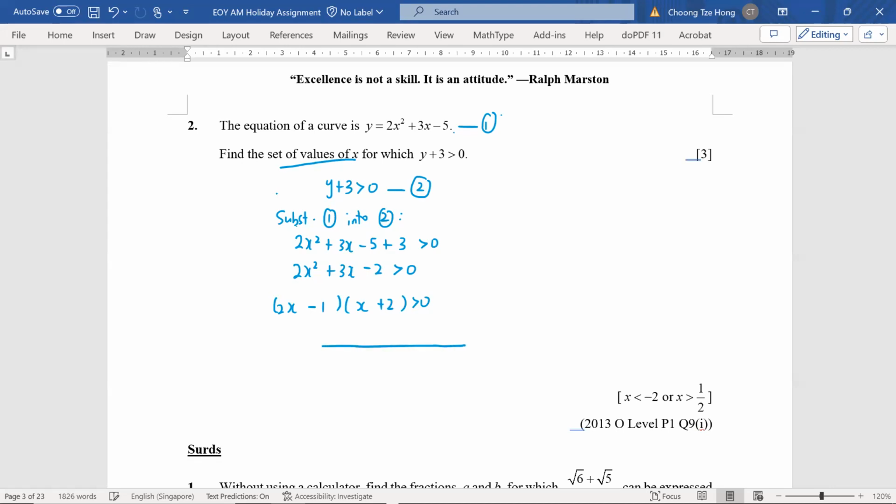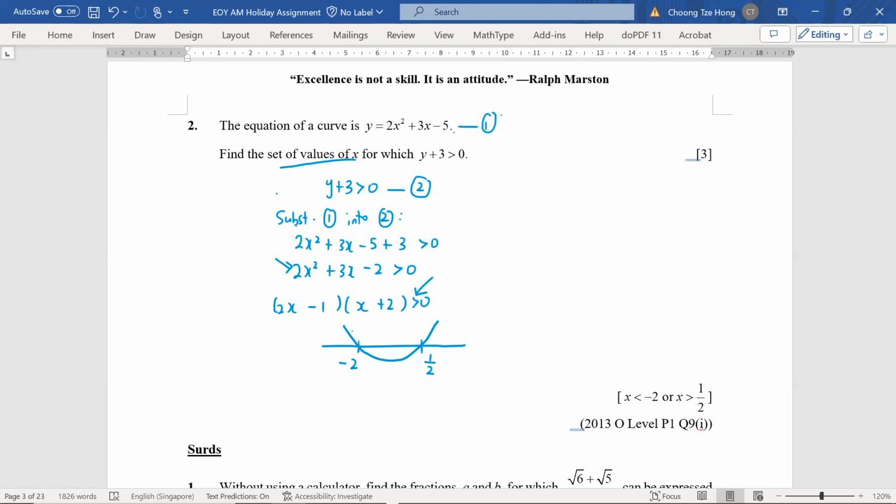This one is a smiley face because the coefficient of x squared is positive. Then we need to mark out the two roots. The first root will come from this x plus 2, so the root will be negative 2, and the other root will be half. Over here we have the quadratic expression greater than 0.